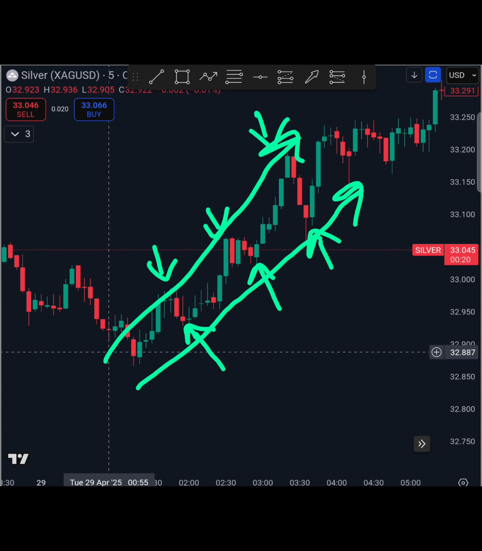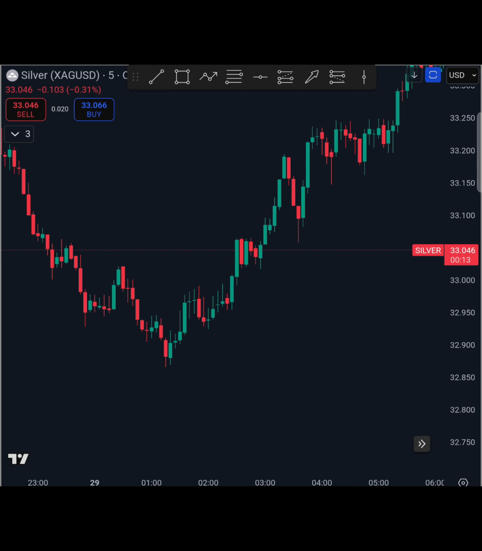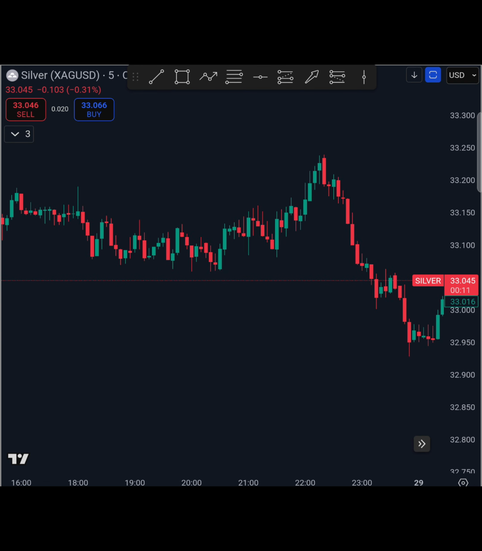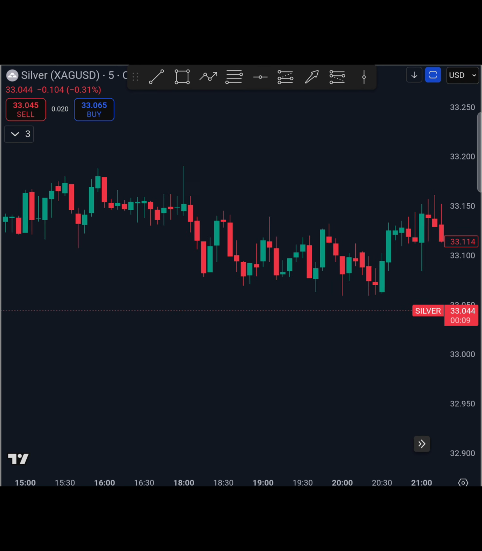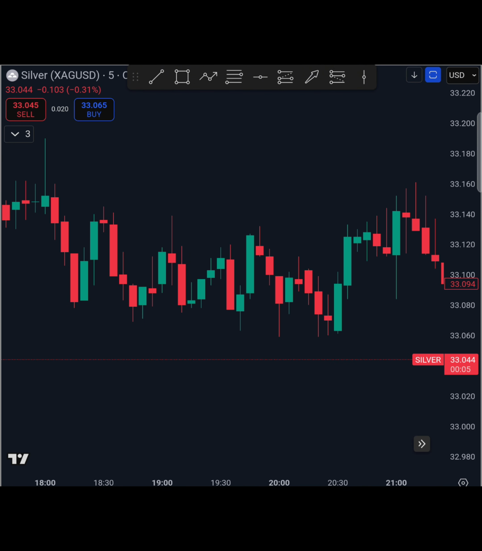Now we're going to look at the trading range. We're going to find a sideways market now. Right here should be good. You see this is moving like this, like this, like this, and so on.